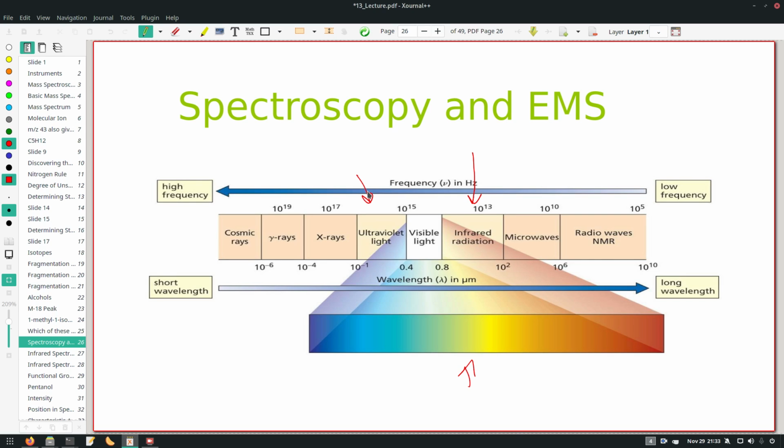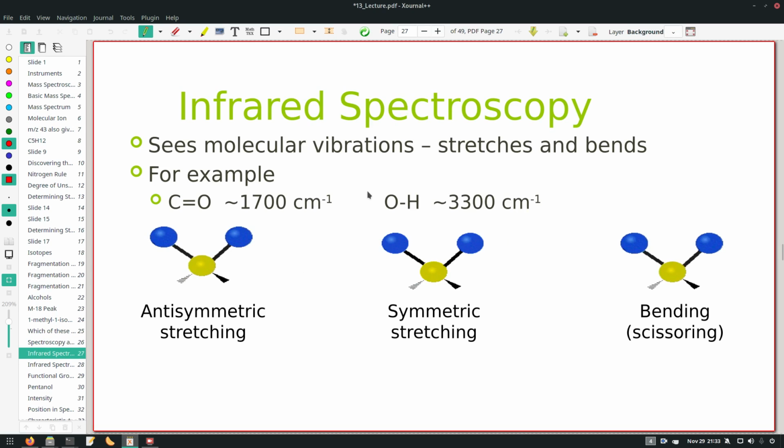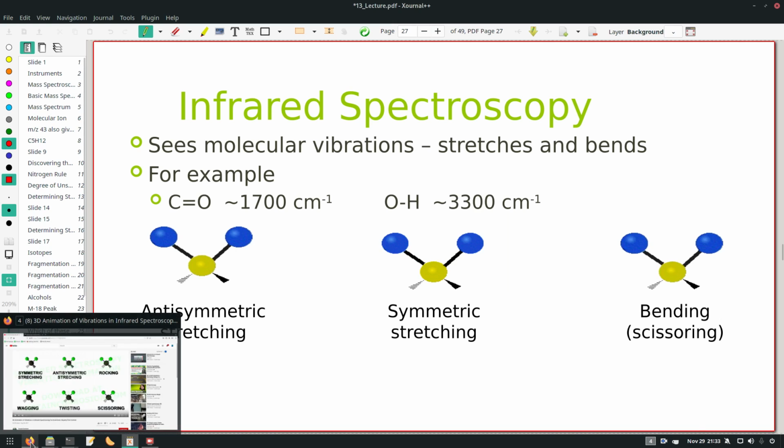All right, so let's expand that infrared spectra. What we're going to see is that the molecules are vibrating at the wavelengths that make up the infrared spectra. Now, what I mean by frequencies and vibrations, I've got a little video here I was going to bring up.